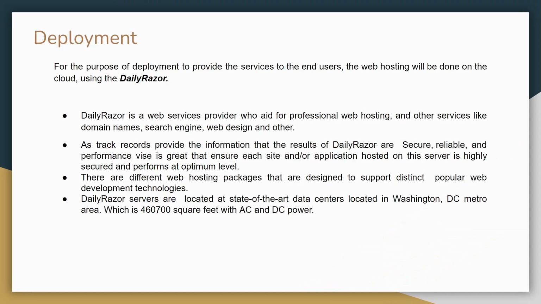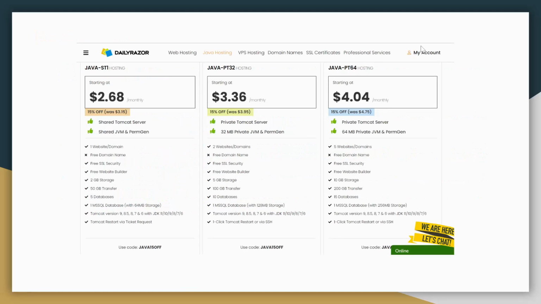Next is the deployment. At the deployment stage, the team has decided to choose the Daily Razor web service provider. There are different packages for the web hosting. We have decided to choose the Java PT32 package.